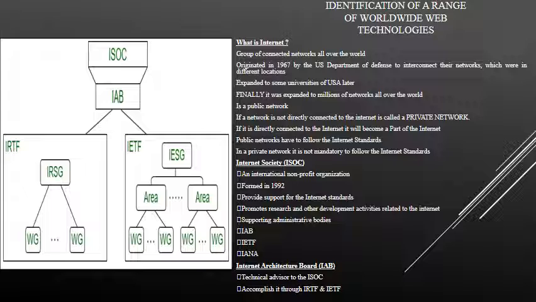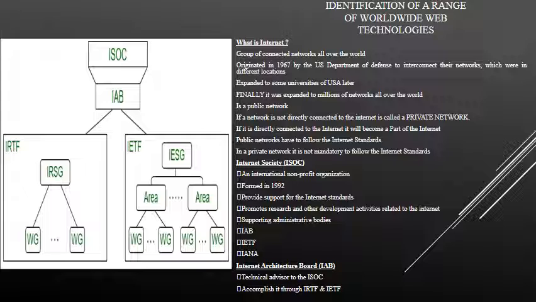It is a public network. If a network is not directly connected to the internet, it is called a private network. If it is directly connected to the internet, it will become a part of the internet. Public networks have to follow the internet standards. In a private network, it is not mandatory to follow the internet standards.